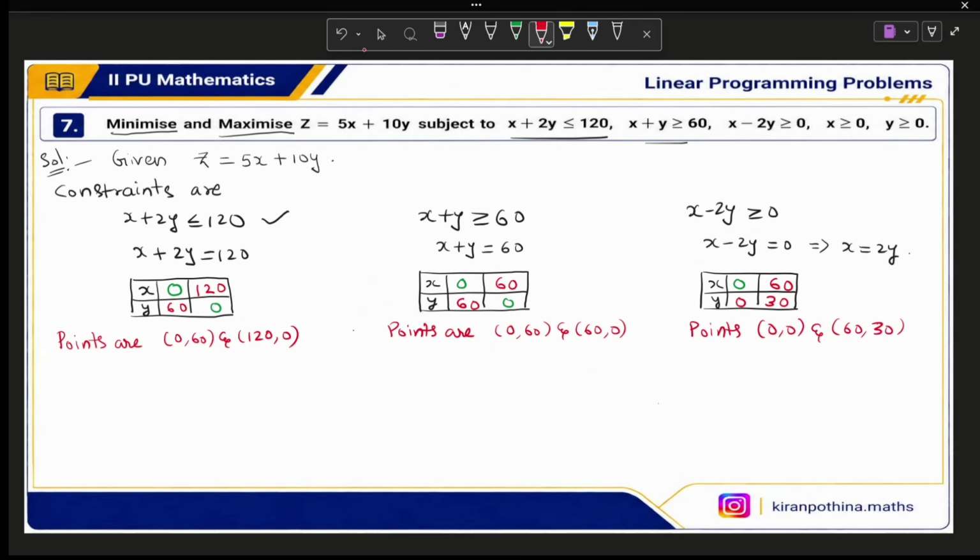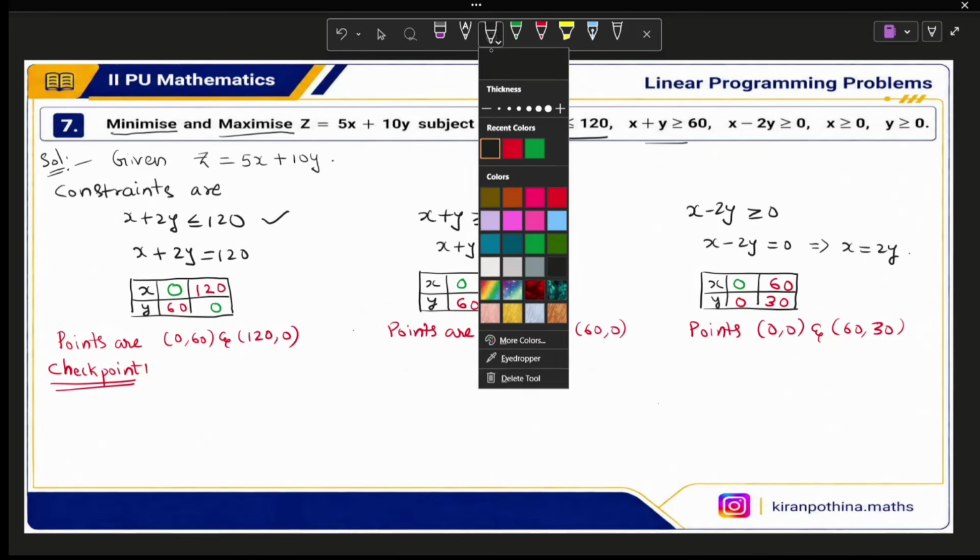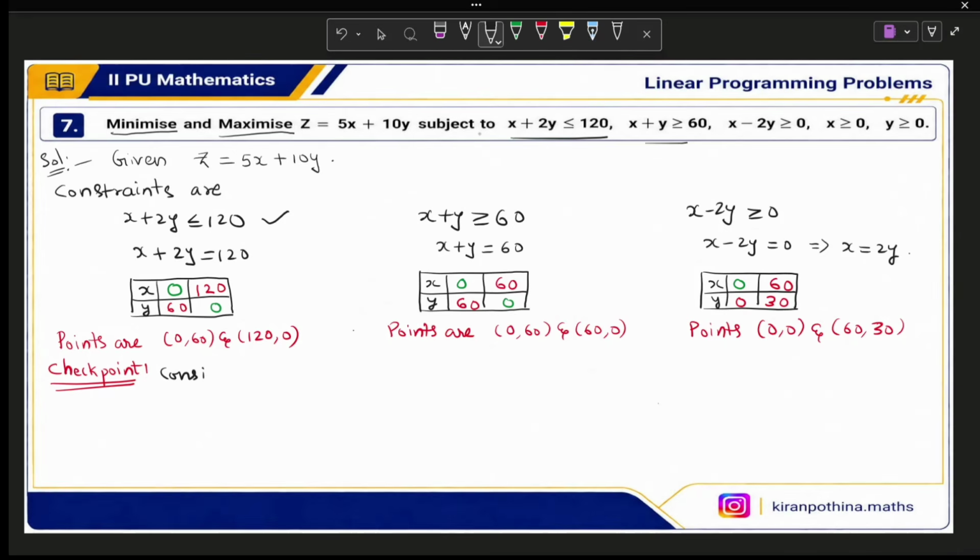After writing the points, immediately we need to find a checkpoint for all these three lines. For the first line, 0 comma 0 is the checkpoint. For the second line also, 0 comma 0 is the checkpoint. For the third line we have to take 10 comma 0 as the checkpoint.